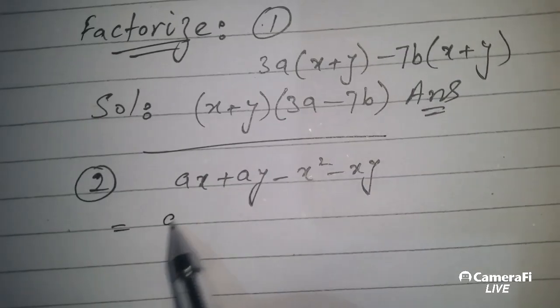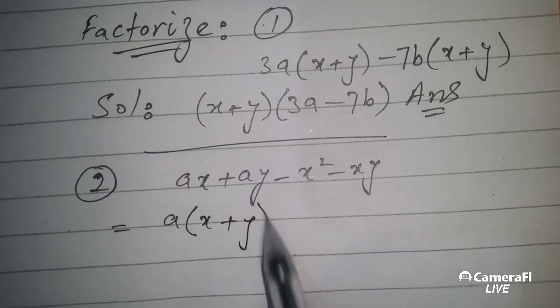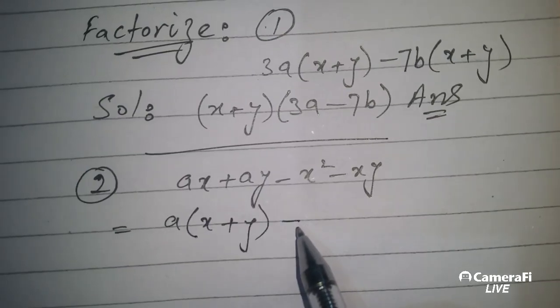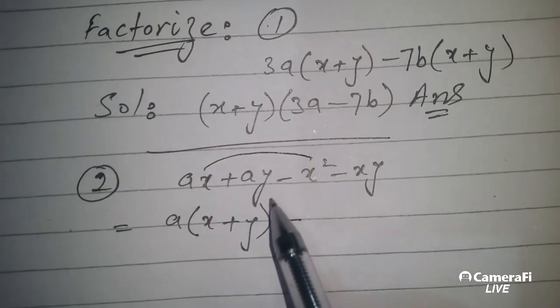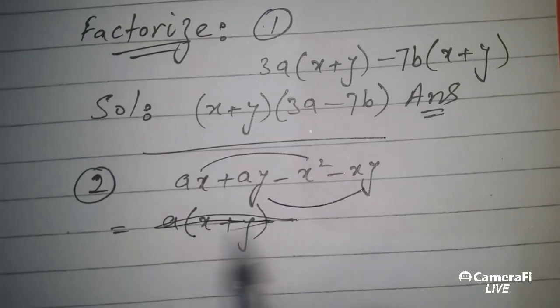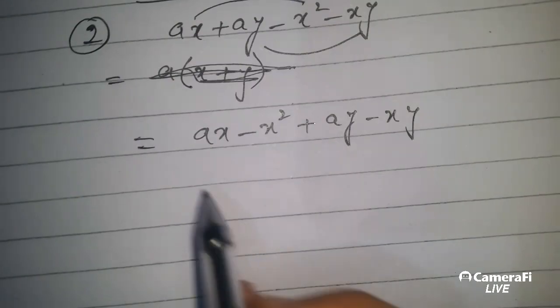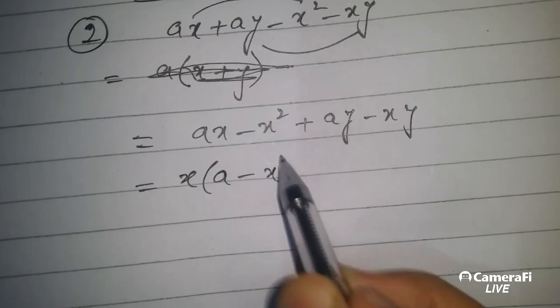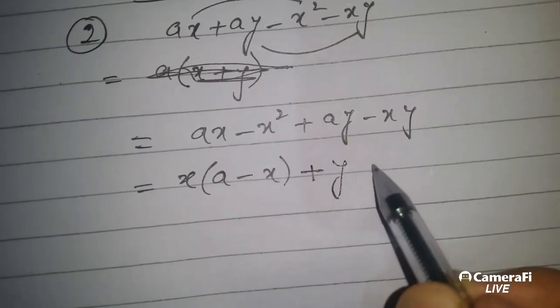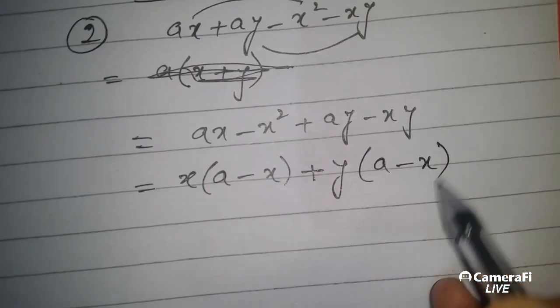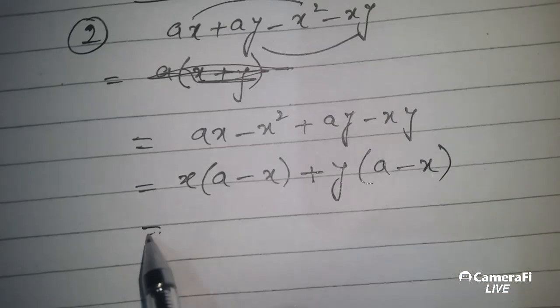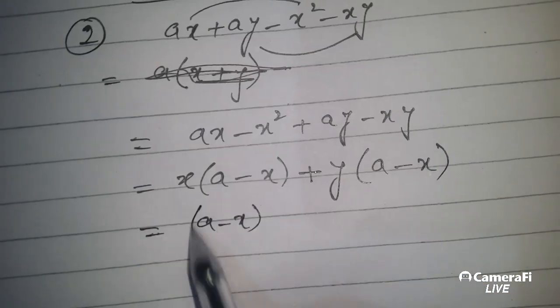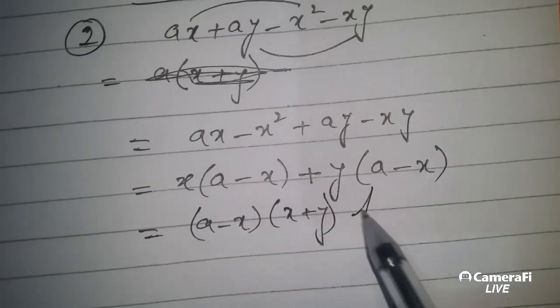Next, x square minus xy. Here x can be taken as a common factor from here, and minus, the other, we should combine these two terms and these two terms. x can be taken as a common factor, a minus x, and here y can be taken as a common factor, and we are left with a minus x. Again x can be a common factor, x plus a is what is left.